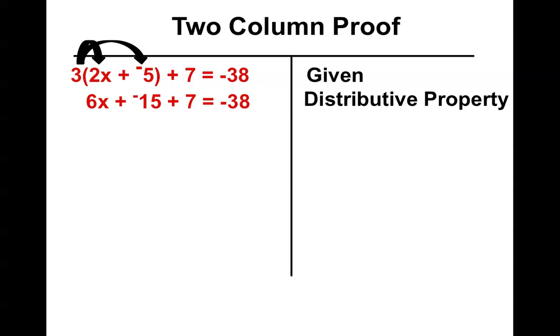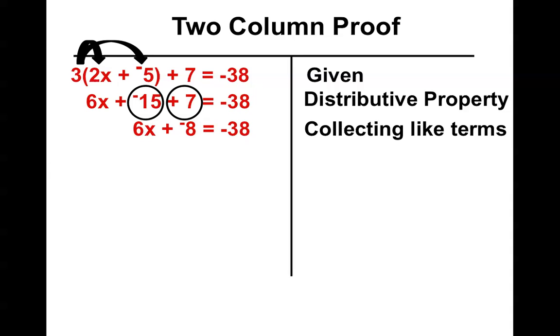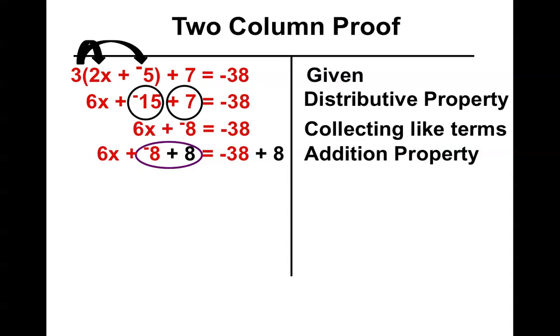Here's what I hope you notice right now. We have 2 things that are alike. So we combine our like terms to get to 6x plus negative 8 equals negative 38. Now it's a 2-step algebra problem. And if you add 8 to both sides, you eliminate the negative 8 using the addition property. Once you simplify, you're here.